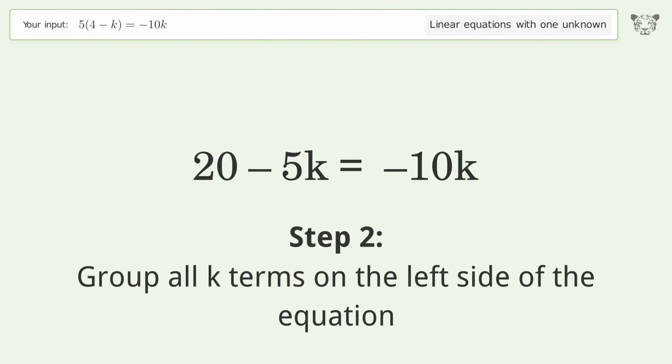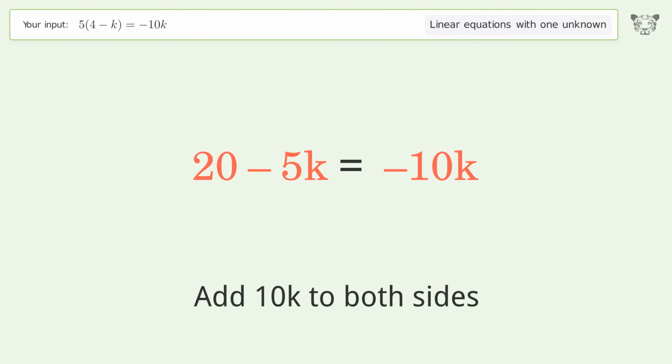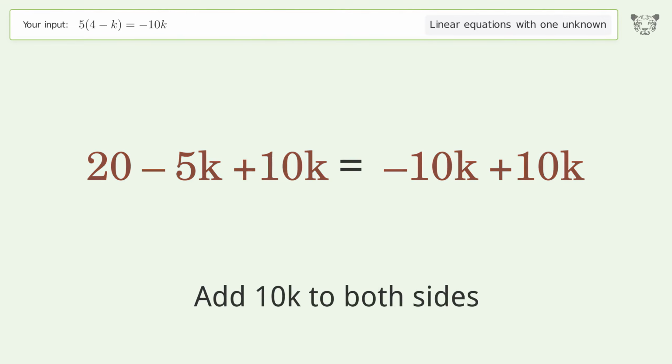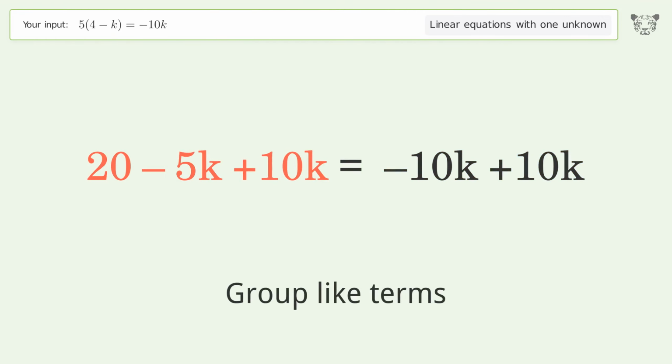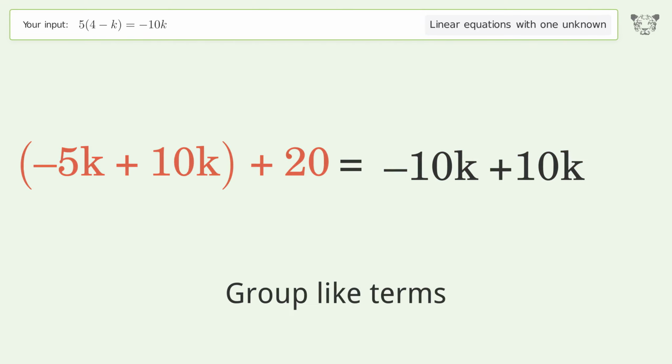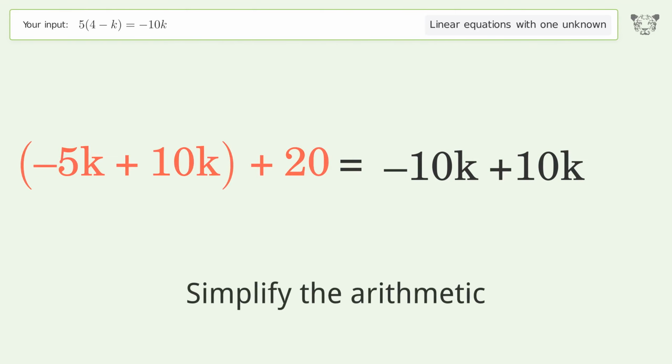Group all k terms on the left side of the equation. Add 10k to both sides. Group like terms. Simplify the arithmetic.